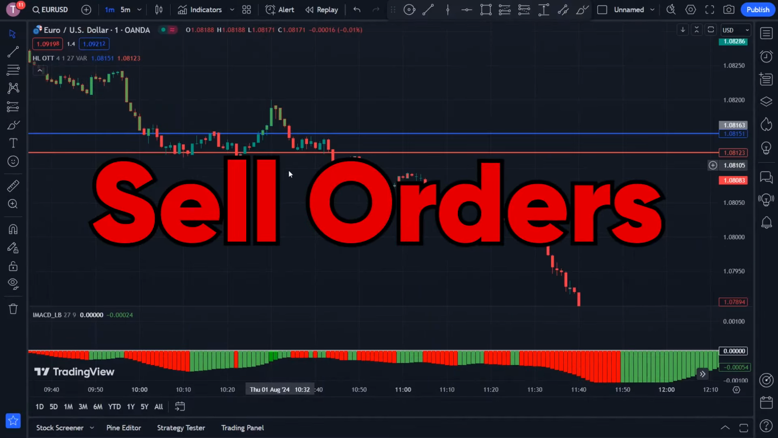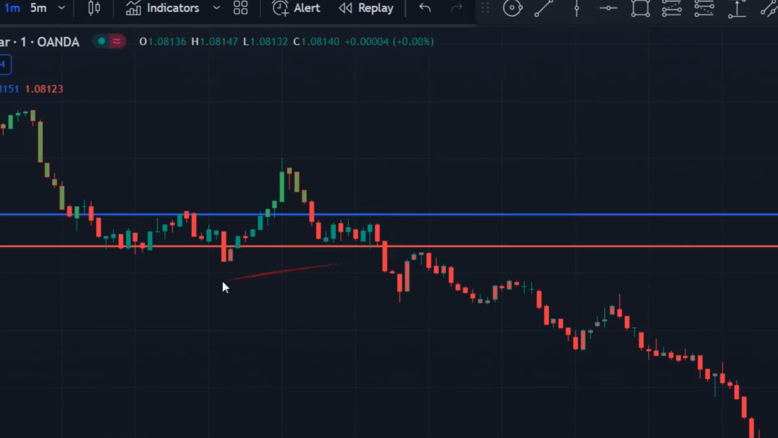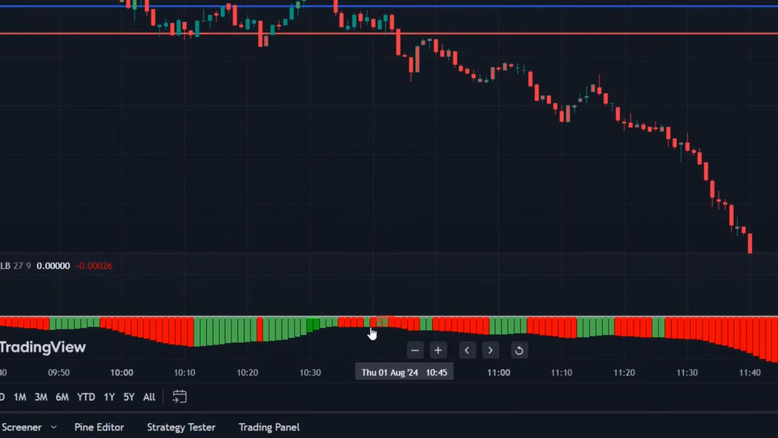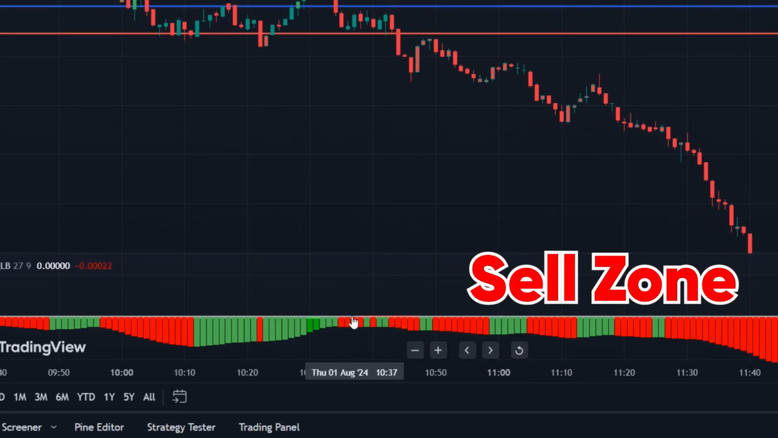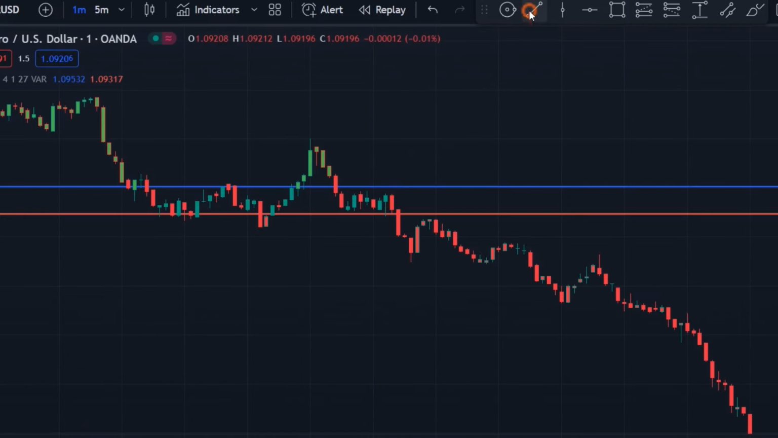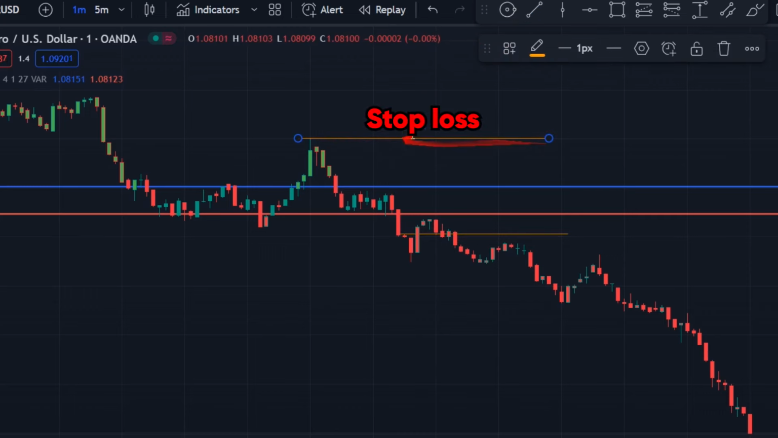For sell orders, you should do exactly the opposite of what I mentioned for buy orders. First and foremost, look for a sell signal, which means finding a point on the chart where the candles have crossed the lower line of the HLOTT indicator downwards. After that, ensure that the market trend is bearish at this point, so check the impulse MACD indicator and make sure the columns are in the sell zone. If both conditions I mentioned are met, we confirm that we have correctly identified the entry point for a sell trade. Now we just need to set our stop loss a little above the last swing high.